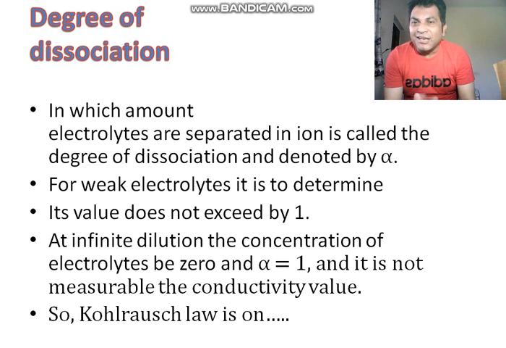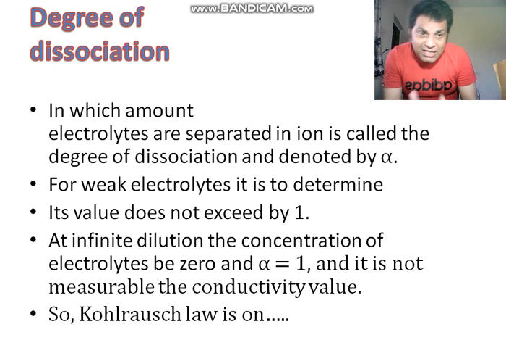First we have to learn that the amount in which electrolytes are separated into ions is called the degree of dissociation, and it is denoted by alpha. When you add NaCl and when you add NH4Cl, NaCl is a strong electrolyte, it will divide in more amount, and NH4Cl, that is ammonium chloride, is a weak electrolyte and it will not divide much. That's why some have a higher value of dissociation while some have a lower value, and that's why we are studying degree of dissociation.